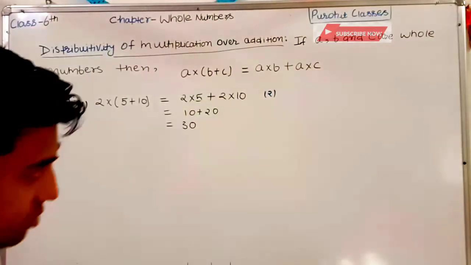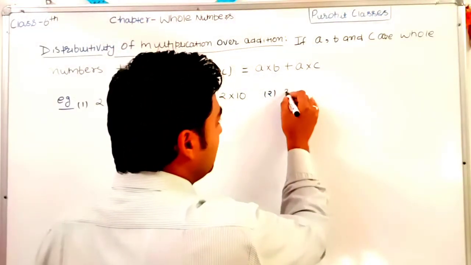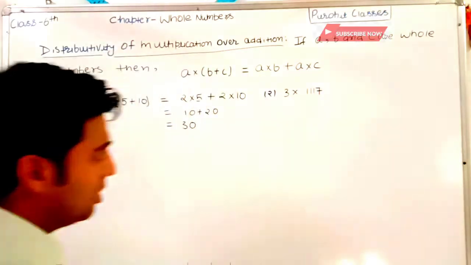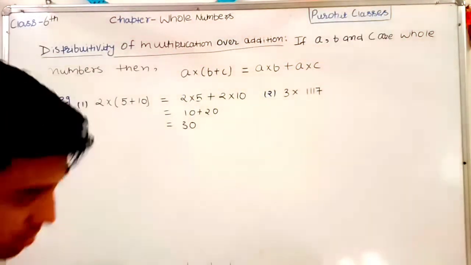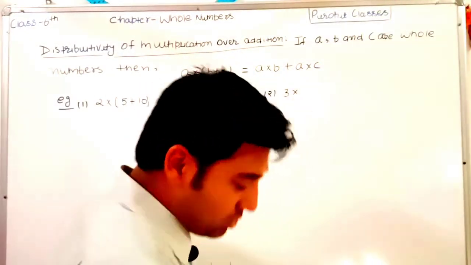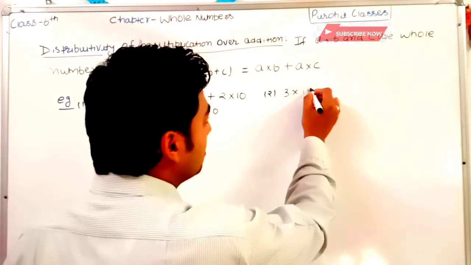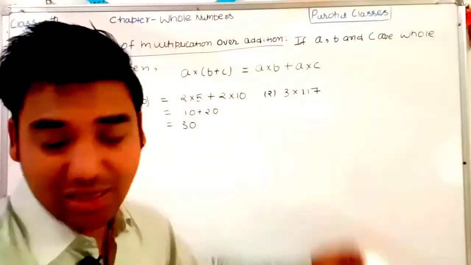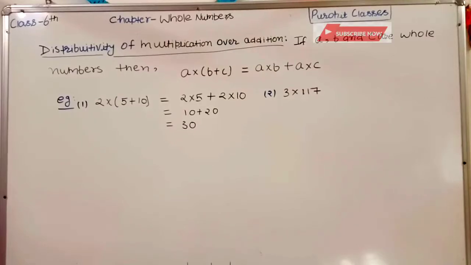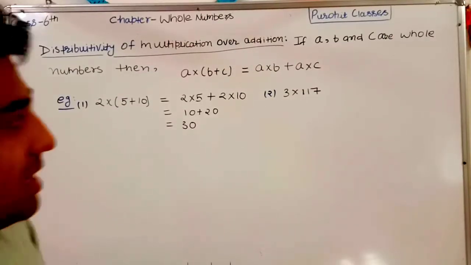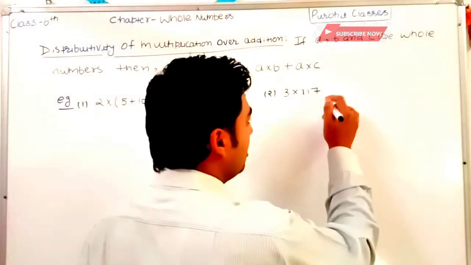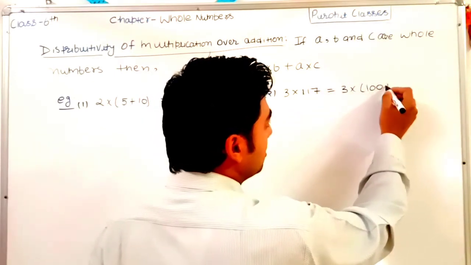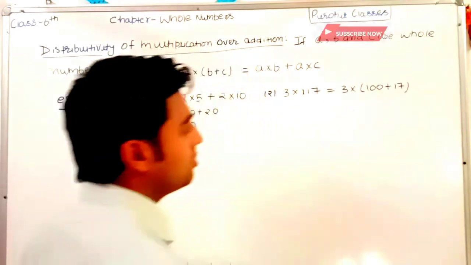Another example: suppose we have been given 3 multiplied by 117. We have to find this. Pay attention to how we will do this. Here we will be using distributivity. As you know very well, 117 can be written as 100 plus 17. So we will write it as 3 multiplied by (100 plus 17). This is equivalent to this, isn't it?